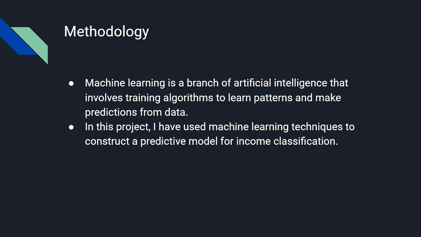Now let's discuss the approach we have taken to build our predictive model. We began by pre-processing the dataset, which involved tasks such as handling missing values, encoding categorical variables, and scaling numerical features. Next, we selected a machine learning algorithm and trained the model on the pre-processed data.